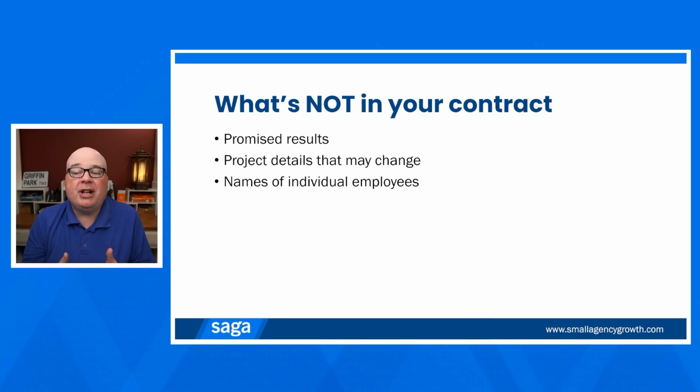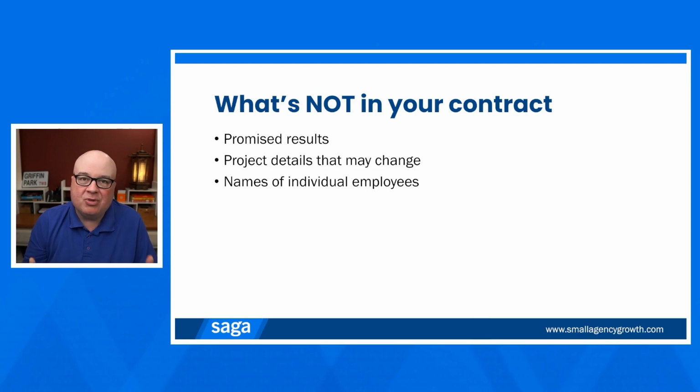Some things that you should not have in your contract. And these are almost as important as the things that you should put in there. The first is never promise results. We talk about this a lot just in terms of general business. You certainly don't want to enshrine it in a legal document, but you also want to make sure that you're not just promising it generally, because no agency can truly promise results.